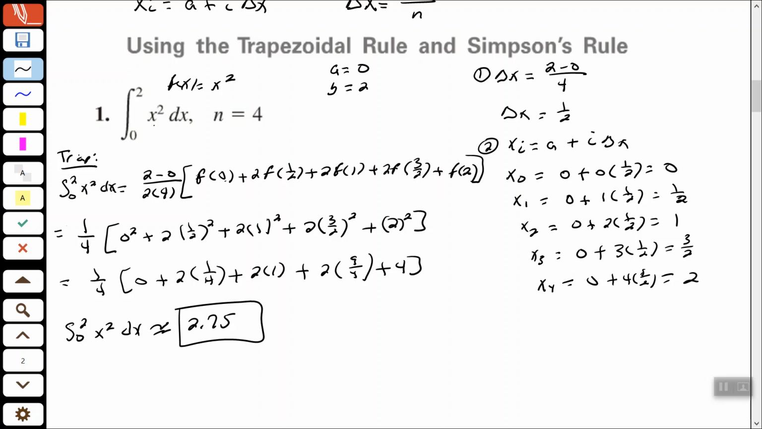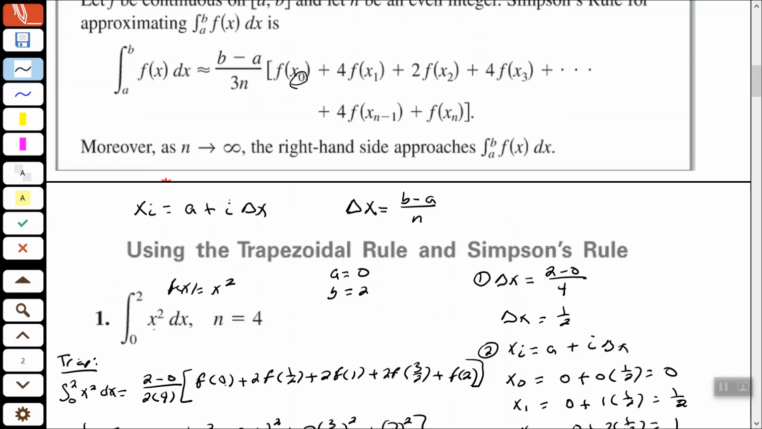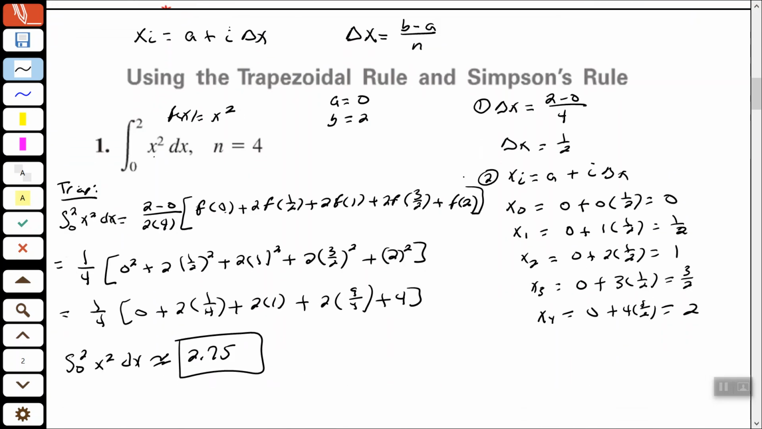So that's just using the trapezoidal rule, and all we're doing is plugging into the formula. We have to identify delta x, and x sub 0, 1, 2, 3, and 4 in this case, and then plug it into the formula. Now the Simpson's rule, and again, go back to your Simpson's rule, it says b minus a over 3n times f of x sub 0 plus 4 times f of x sub 1, and going back and forth there. 2, 4, 2, 4, 2, 4, 2.